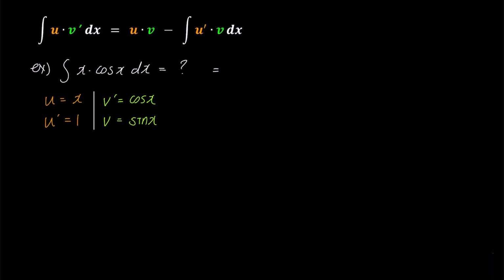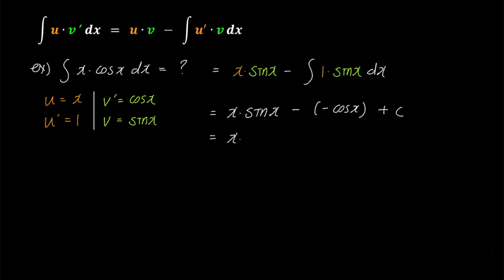Now let's substitute these values into the formula. The first term is uv, so it becomes x times sine x, and the second term is the integral of u prime v, which is the integral of 1 times sine x dx. Since the integral of sine x is negative cosine x, this formula becomes x times sine x minus parenthesis negative cosine x plus c, which simplifies to x times sine x plus cosine x plus c.